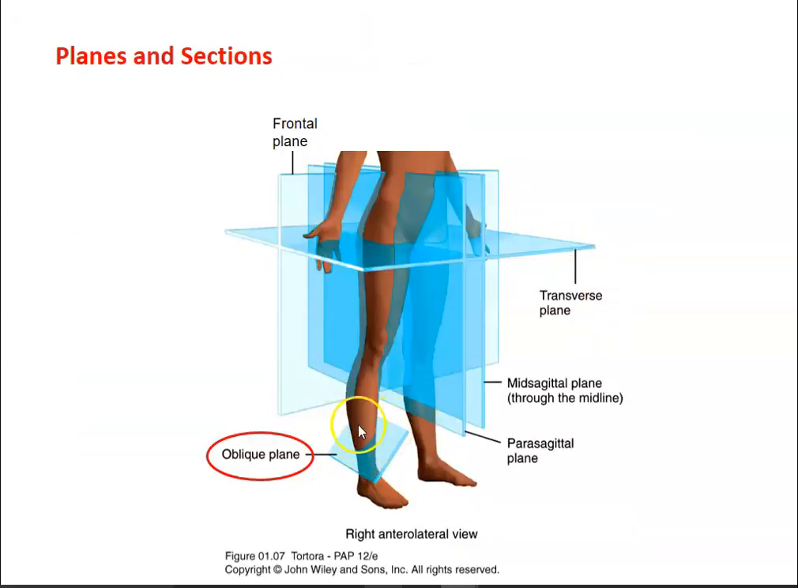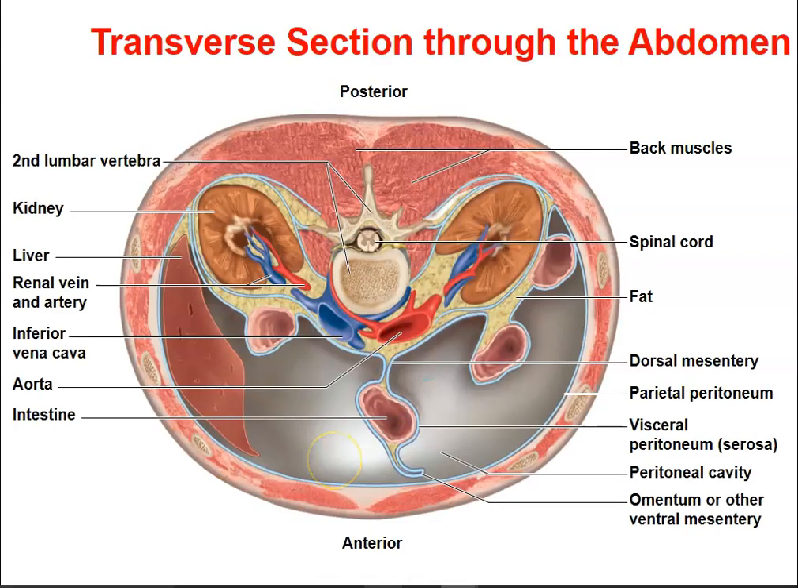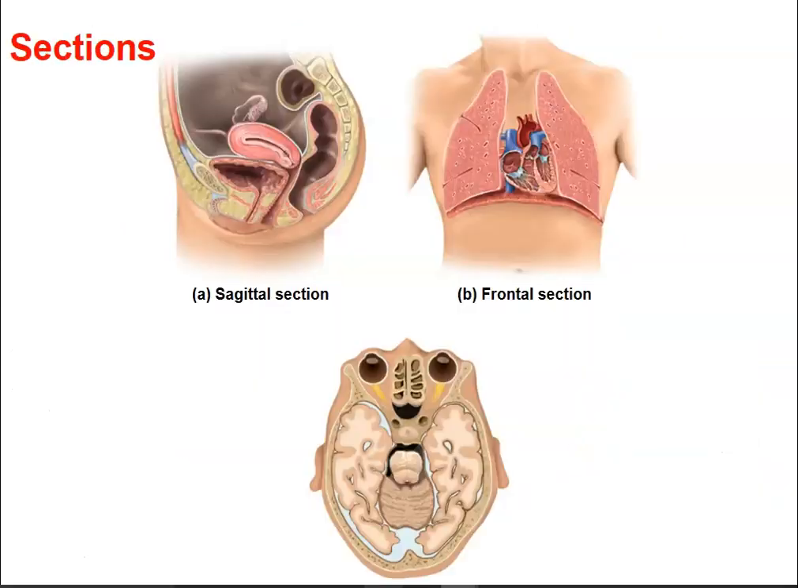There's another way to dissect the human body, which is the oblique plane. The transverse plane is parallel to the floor, but for the oblique plane, we have an angle. Here are some pictures to show you the organs after they were transversely dissected. This shows you the sagittal section and the frontal section.